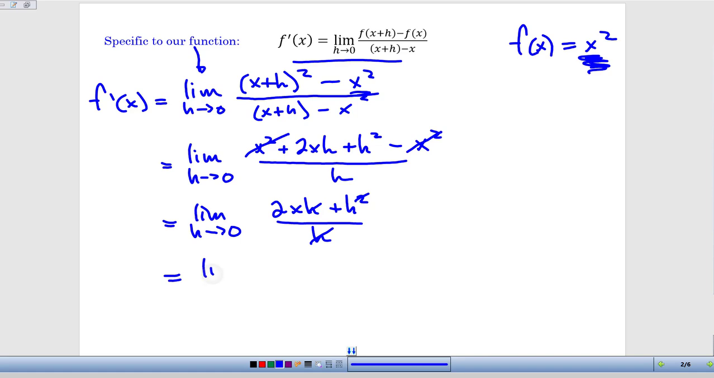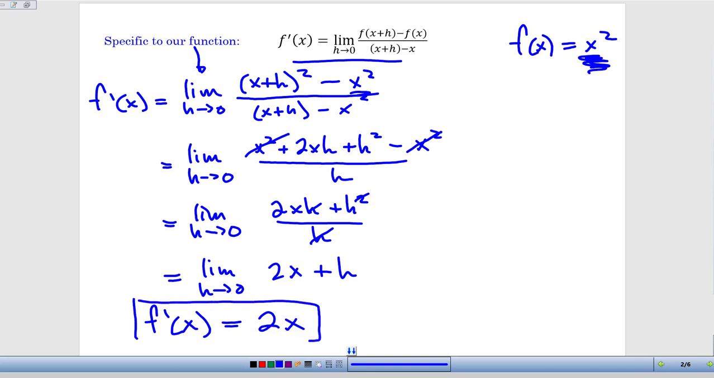And so now I've got my limit as h approaches 0. My expression is now 2x plus h. And so now, if I replace h with 0, I no longer end up with 0 over 0. I've removed my discontinuity by cross-canceling away the h's. And so if I set h equal to 0, I've got my first derivative is 2x. So that is the generalized formula for the first derivative of the function f of x equals x squared.